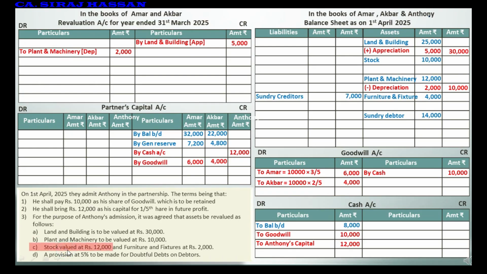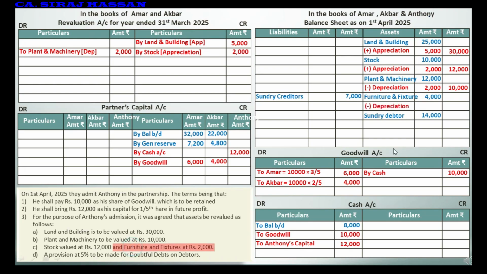After that, we go to stock valued at rupees 12,000. Earlier the stock was 10,000. Now the value has increased to 12,000. So there is an appreciation of rupees 2,000, and this 2,000 will go to the revaluation account credit side because it's a gain. Gain will be recorded on the credit side of the revaluation account, and all the expenses and losses will be recorded on the debit side of the revaluation account.